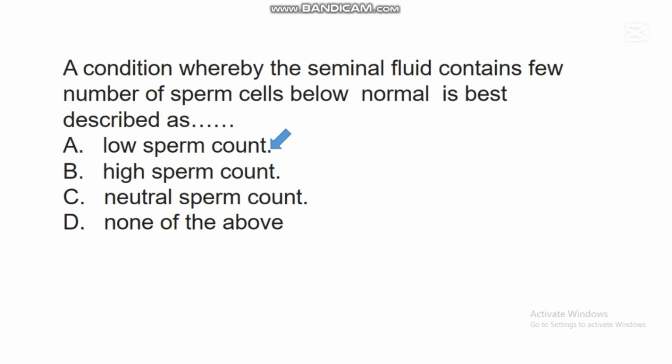Low sperm count. So low sperm count is a situation whereby the semen or the seminal fluid contains few number of sperm cells below the expected normal. This low sperm count is a problem because it can affect the fertility of a man. Studies have shown that low sperm count can affect the fertility of a man.